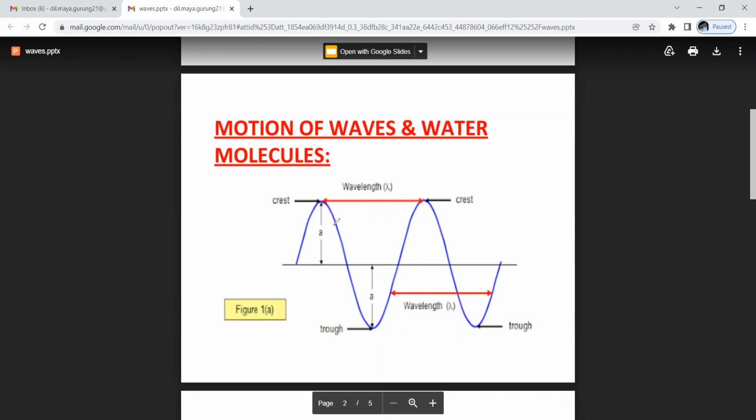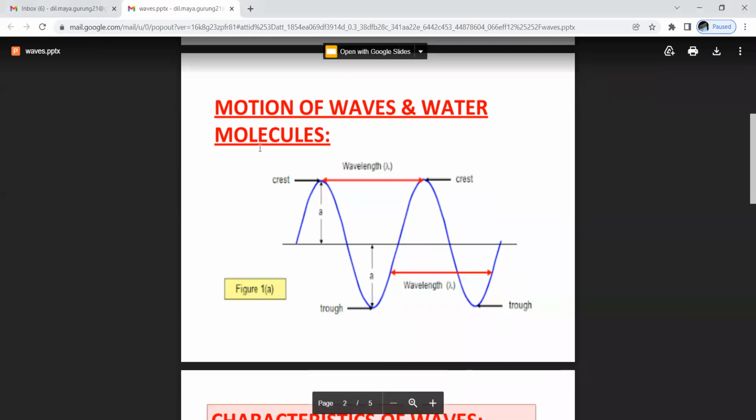Okay, now see, with this picture we can see its characteristics also. The distance between two crests is known as the wavelength, right? I repeat again, this is the first crest, this is the second crest, so the distance between two crests is the wavelength. In the same way, the distance between two troughs is also known as the wavelength, right? Okay, so let's move to the next slide. Hope this much is clear to everyone.